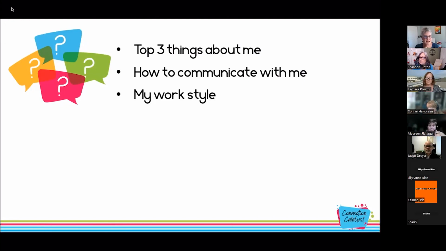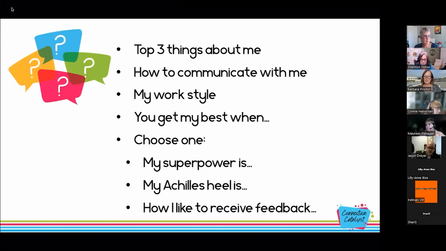And the next one I'd like you to think of is, what's the top thing about your work style? How you like to work, where you like to work, how you like to process information. Could be any of that. How you like to structure your day. The next one that I think is really good is, you get my best when. So for me, this is, you get my best when I have time to think. You get my best when you don't ask me to sit in back-to-back meetings. And then I'll give you one more to choose from. You can choose to share what's your superpower, your Achilles heel, or how you like to receive feedback.